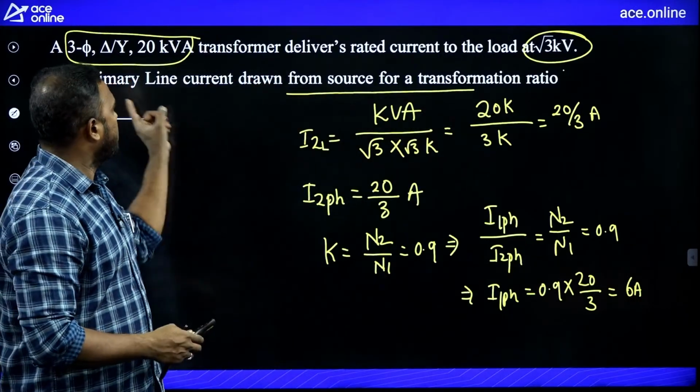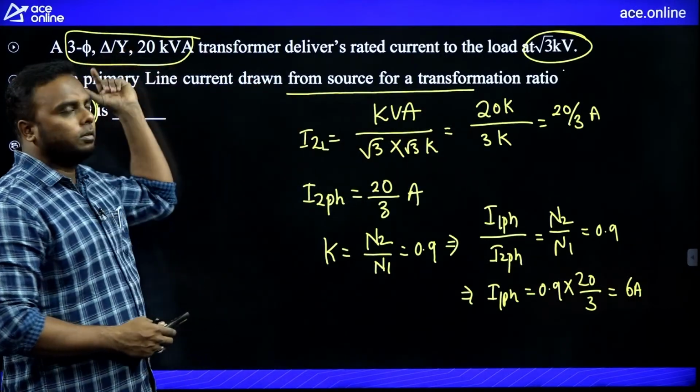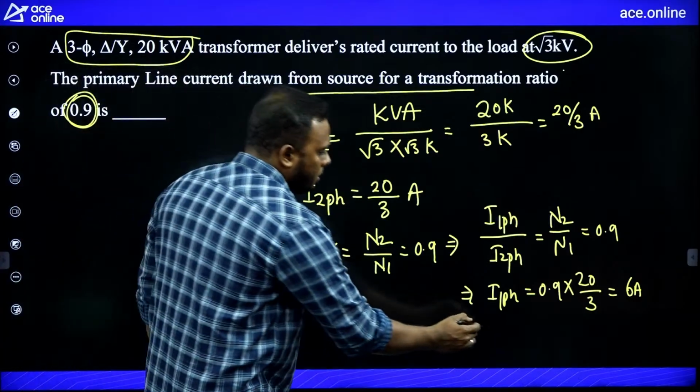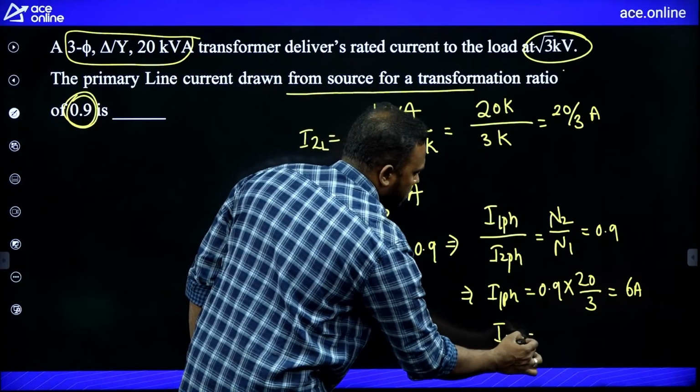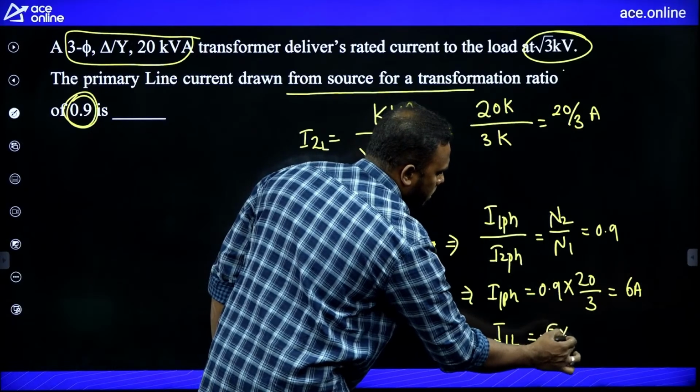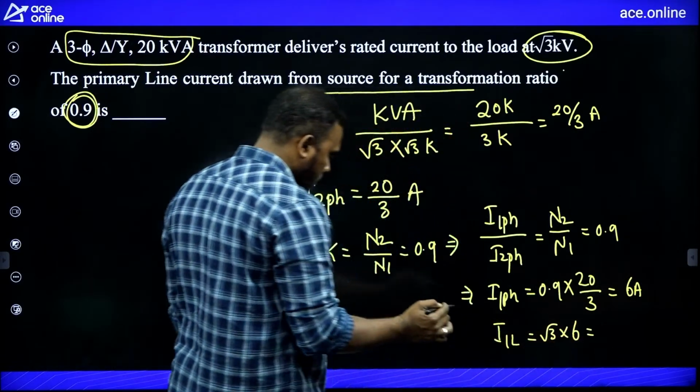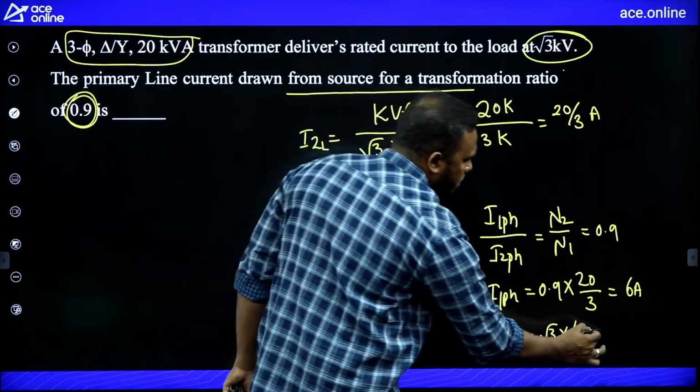But what is the question? Primary line current. Check which connection is on the primary. Delta. So in a delta, the line current is root 3 times the phase current. Root 3 into 6, that is 6 root 3 amperes. How much is it? 10.39 amperes.